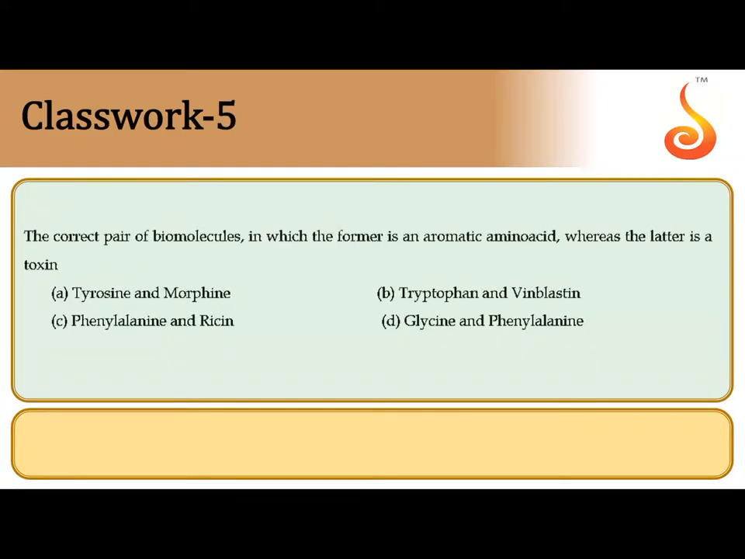The correct pair of biomolecules, one of which is an aromatic amino acid, and the latter is a toxin. Ricin is a toxin. So phenylalanine is an aromatic. Histidine, tryptophan, tyrosine, phenylalanine, all of them are aromatic. So the correct answer is C, because ricin is a toxin that is obtained from the castor plant, that is Ricinus communis.